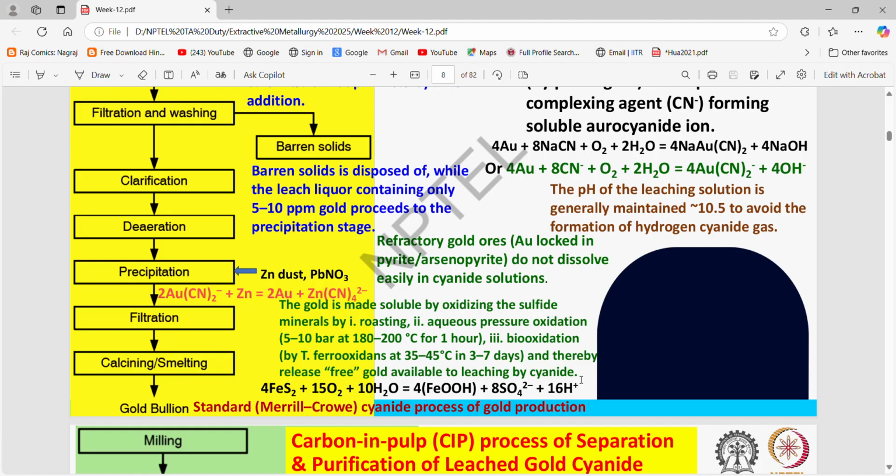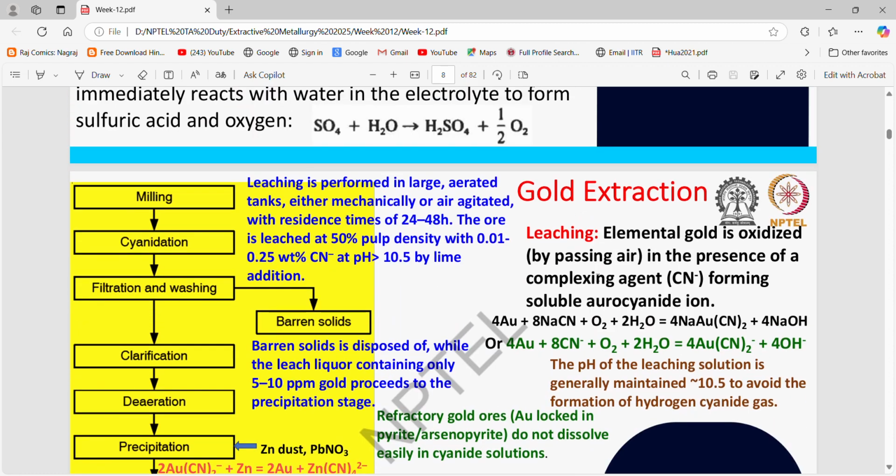The gold is made soluble by oxidizing the sulfide minerals, first by roasting, then by aqueous pressure oxidation or bio-oxidation process, and thereby releasing free gold available for leaching by the cyanidation process. This standard cyanide process is known as the Merrill-Crowe process, which is majorly used for gold production industrially.